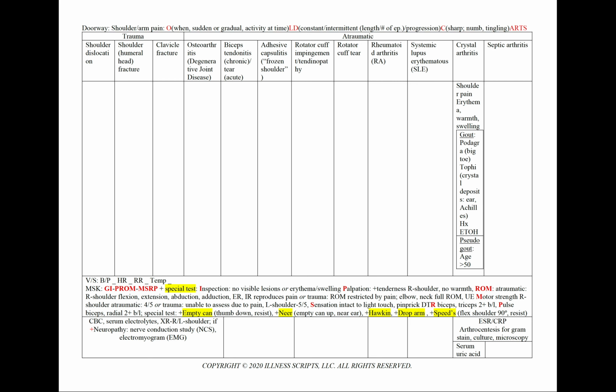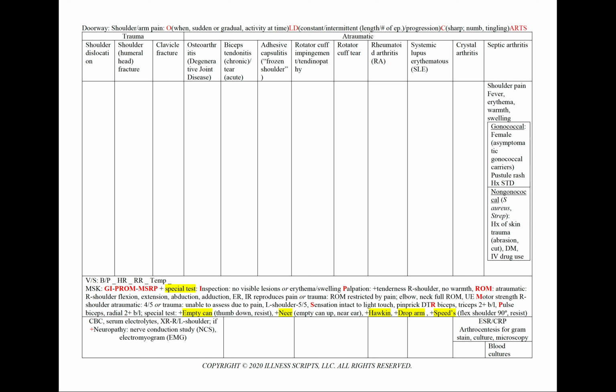In crystal arthritis, we'll have shoulder pain and now with erythema, warmth, or swelling noted in the inspection or palpation. For gout, we'll also see podagra, or episodes in the big toe, or tophi with crystal deposits in the ear or Achilles. And we can note a history of heavy alcohol use or red meat. In pseudogout, the patient is typically older, greater than 50 years old. And we'll order ESR-CRP, arthrocentesis for gram stain, culture, and microscopy, and a serum uric acid.